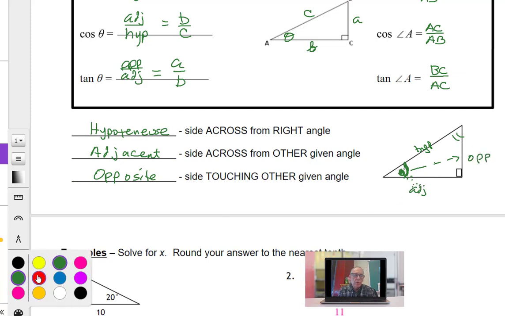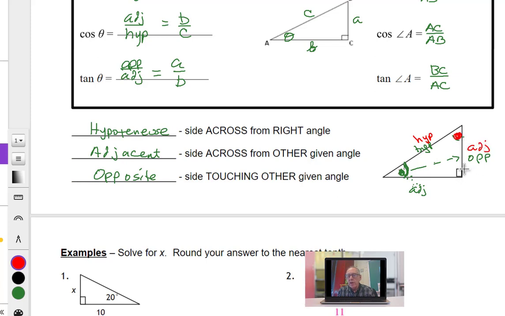Now, if we switch reference angles, if you're up here at this angle, standing here, the hypotenuse is still the same. It's opposite the right angle. But now the adjacent side is the side you can touch if you're standing at the angle, and the opposite side is the side you're looking across at. So it's really important we keep opposite and adjacent straight, depending on the reference angles.